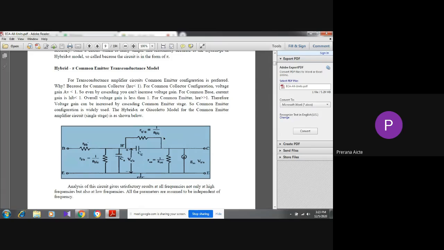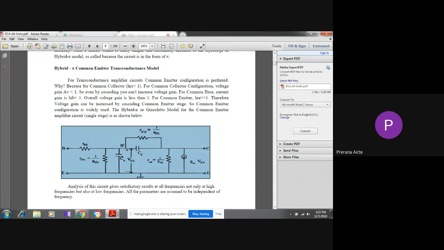So what are the elements here? RBB' means base spreading resistance. Next, RB'E is the input resistance. Next, RB'C is the feedback resistance. Next, RCE is the output resistance. And this one, gm times VB'E, is a current source. And these two are the capacitances. This is the diffusion capacitance. This is the transition capacitance.